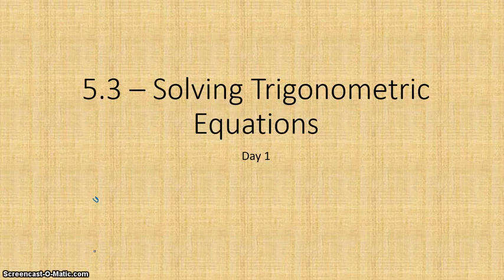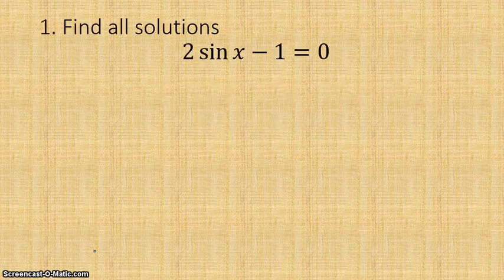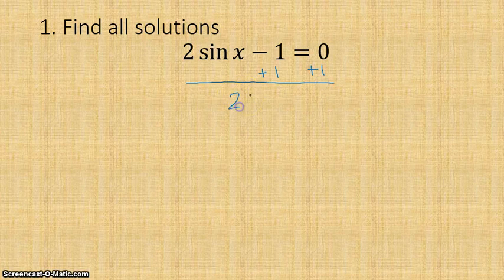Okay, this whole section is on solving equations that involve these trig functions, and sometimes we'll be using our trig identities, but for right now, we're not really. Alright, so first off, find all solutions. So I'm just going to treat this like a normal equation. I'm trying to get to the x, so I add 1 to both sides. So I have 2 sine x equals 1.